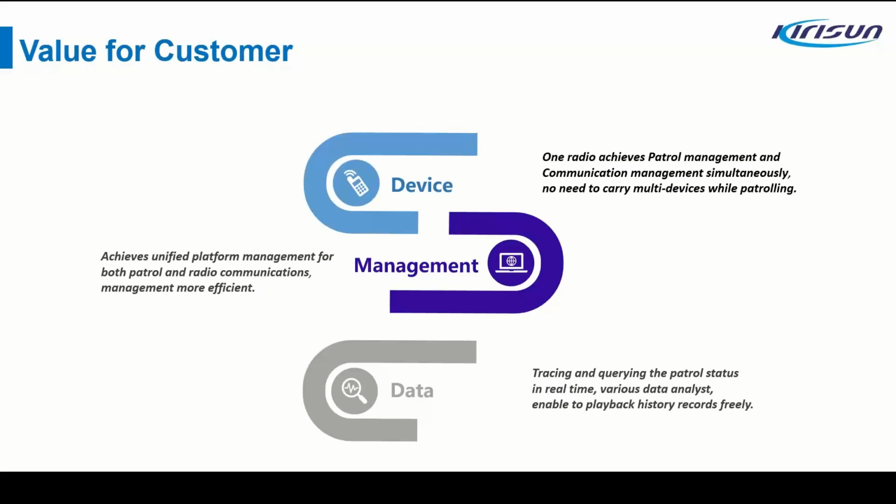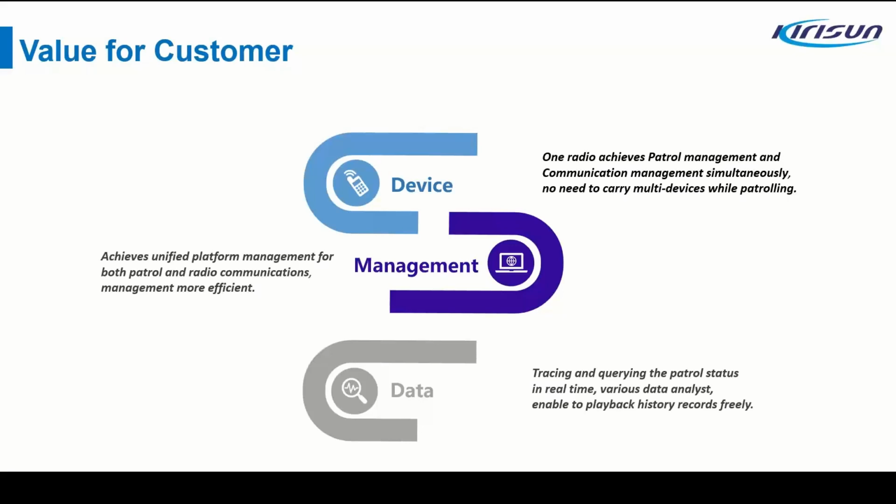Comparing to the traditional patrol method, Kirisun patrol system can bring 3 new values for customer. One is all-in-one device. In the traditional way, the patroller needs to carry a radio and a patrol device, such as a patrol stick. But in Kirisun patrol system, the patroller only needs to carry a PoC radio.